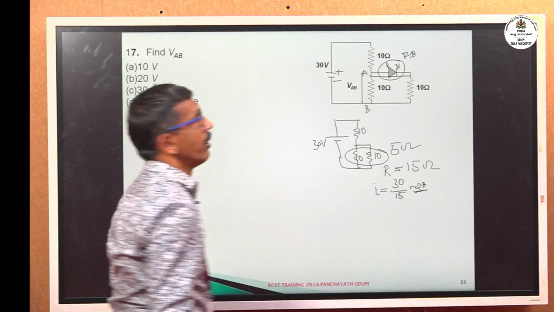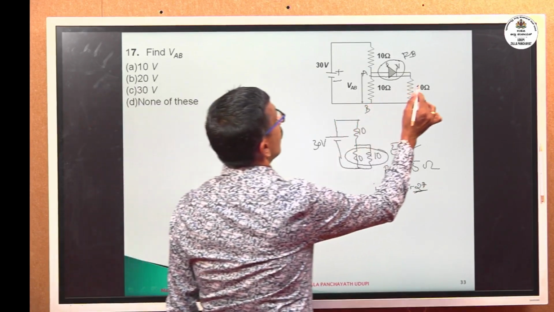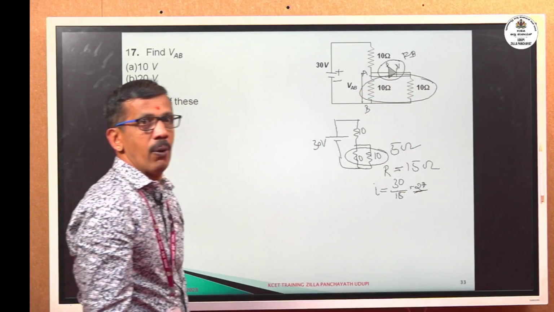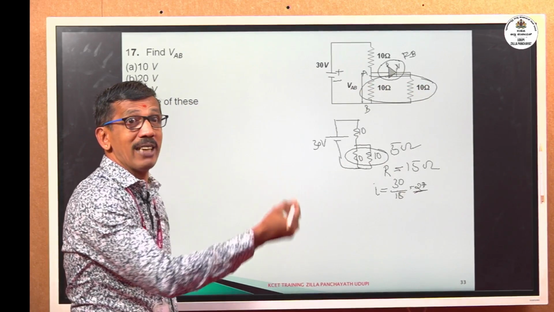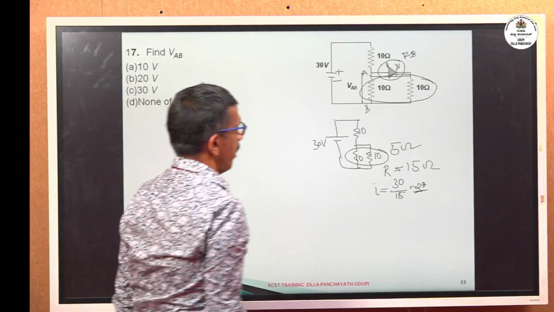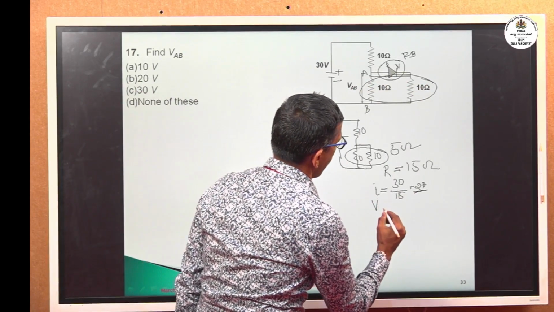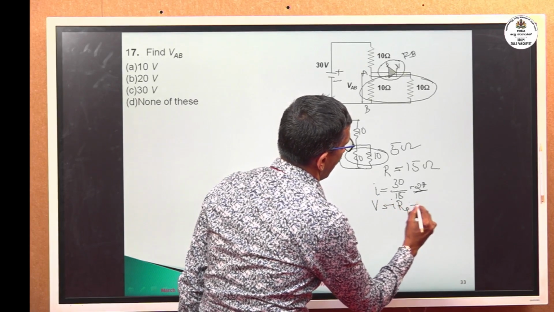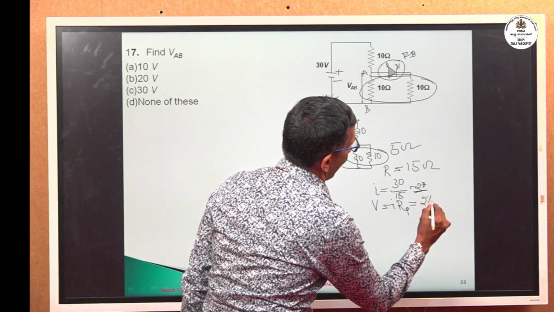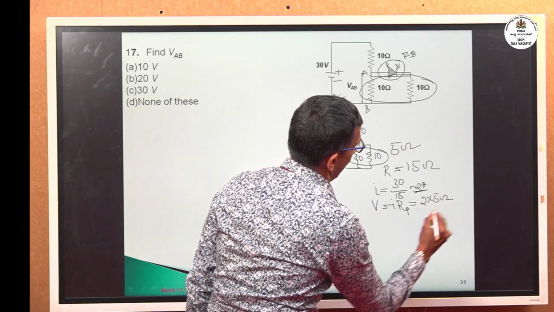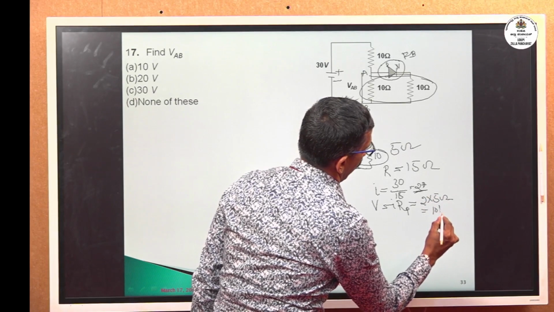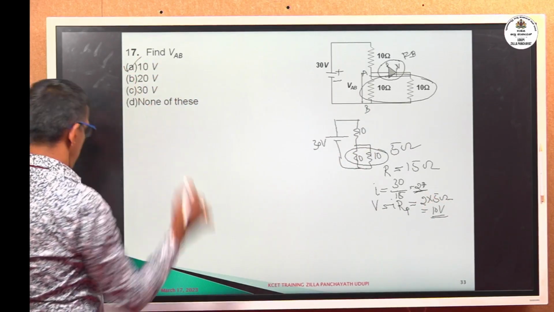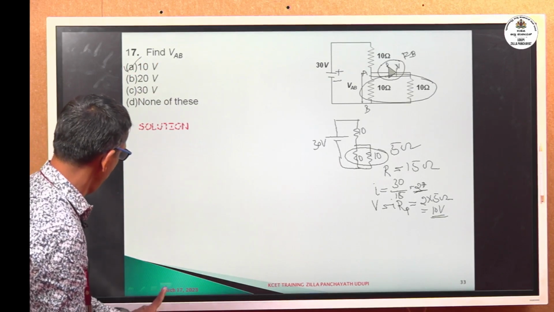What do they want? The voltage across AB is nothing but the voltage across this parallel combination. That is V equals I into R_P. 2 into 5 ohm gives 10 volt. The voltage across the parallel combination is 10 volt. Just see the solution.